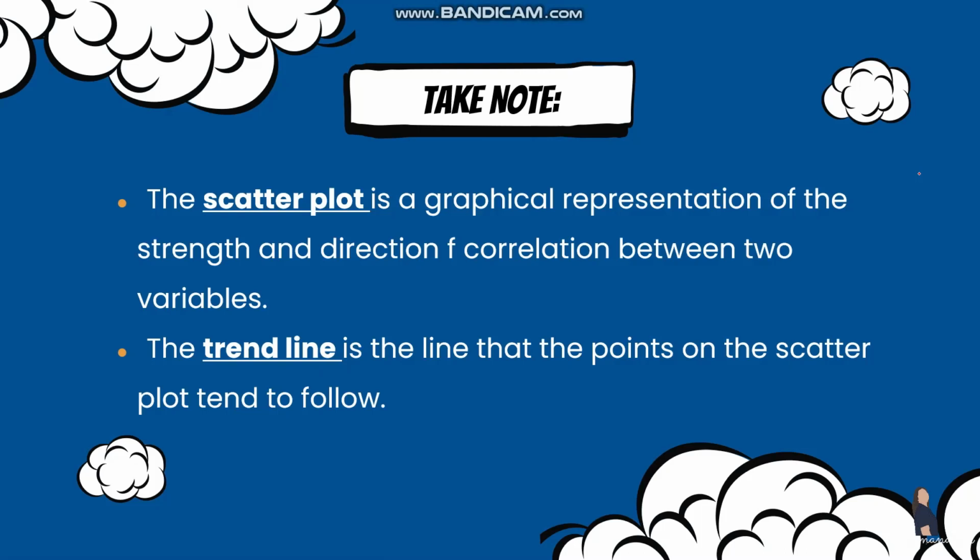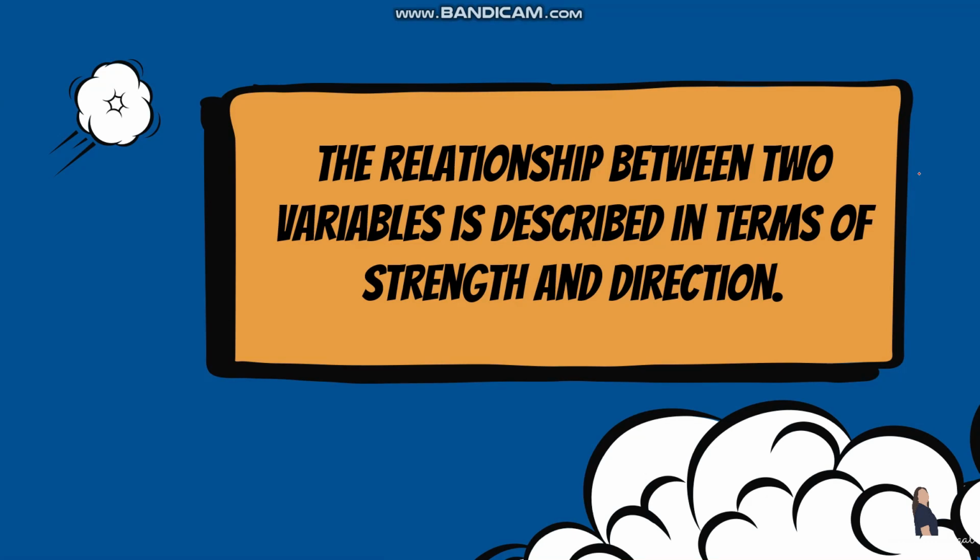And we also have what we call the trend line. It is the line that the points on the scatter plot tend to follow. So after you plot your points in the scatter plot, you can observe that your points tend to follow this trend line. Sometimes they don't follow a particular line, so you will see later on. The relationship between two variables is described in terms of strength and direction. These are the two things that we have to consider whenever we're identifying the relationship between our variables. So we describe them in terms of strength and direction.